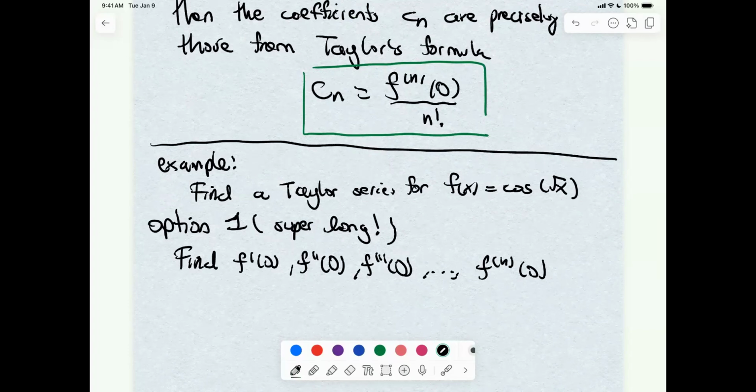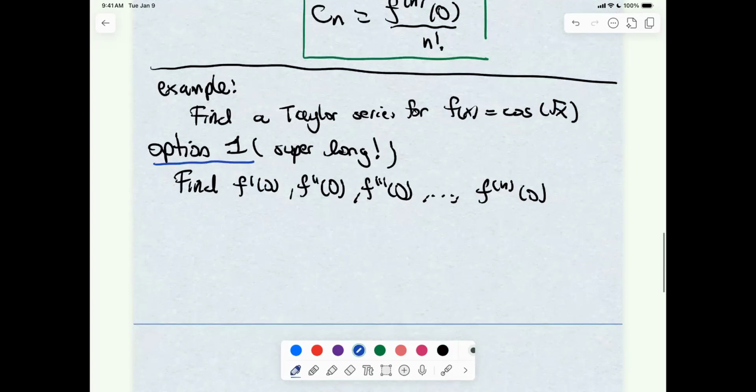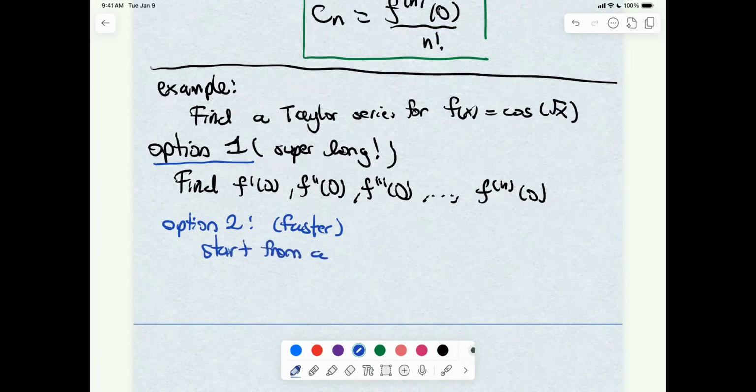Sometimes it is less confusing if you use different variables for the letters, because otherwise it can be a bit all over the place. Once you have some practice, you don't have to do that. But so let's call that option one. Option two, which is faster, is that you start from a known power series, or like start from a known Taylor series.